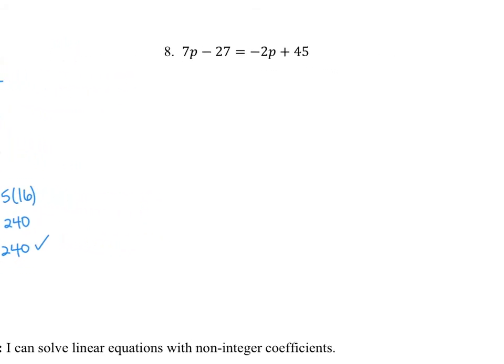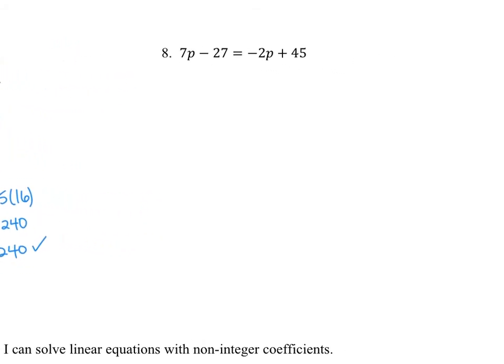All right, number 8. We've got variables on both sides and just constant terms, or just regular numbers, on both sides. So there are 4 different ways you can start this problem depending on what you want to deal with first. If you do not do the same steps that I do, that's okay as long as you end up with the same answer and all your steps were valid.